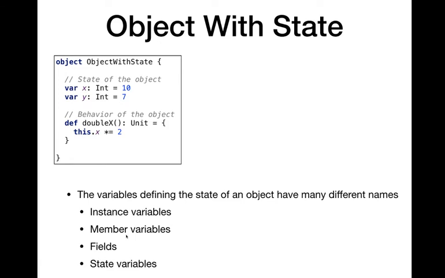So in the names, it's a member of that object, or it's part of an instance of an object, which will make more sense when we talk about classes. You instantiate objects from a class, and each instance gets its instance variables, is where that naming comes from. Fields, I honestly don't know where that name comes from. And then state variables, which I like to use because it emphasizes that the variables are part of the state of that object, and that the state of the object can change.